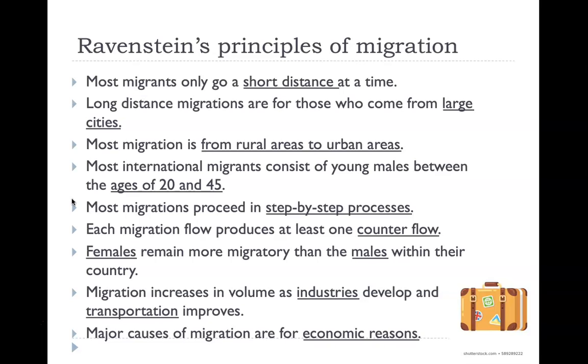Our fourth one, most international migrants consist of young males between ages 20 and 45. This one's a little outdated as we see a growing trend of younger and more female migrants. And again, this is international migration. This isn't internal migration, right?